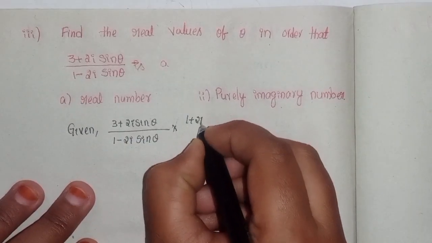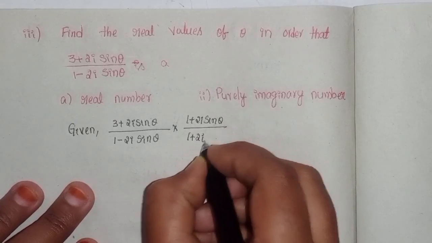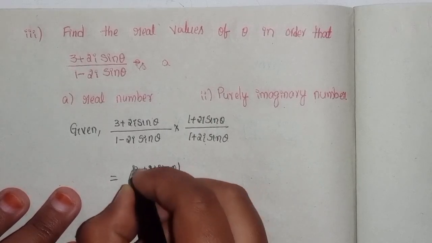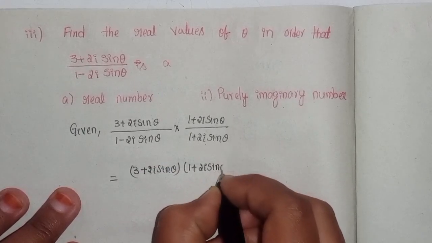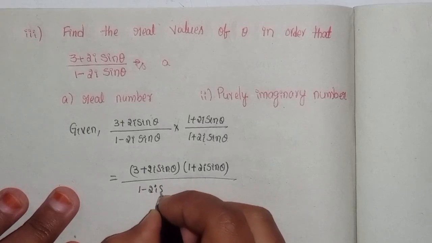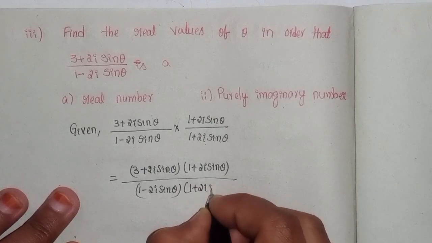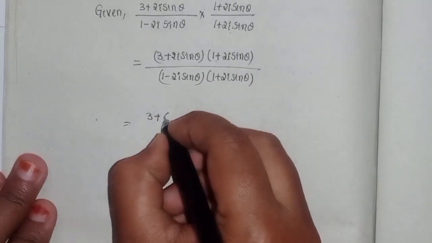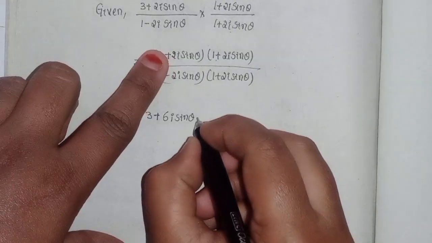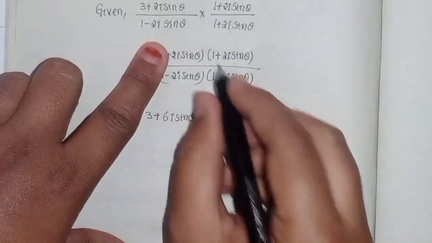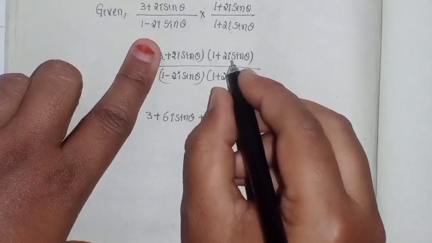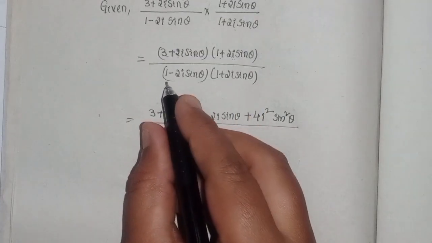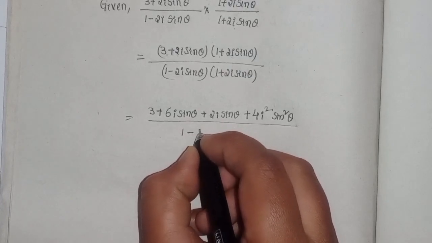So multiply by (1 plus 2i sin theta) by (1 plus 2i sin theta): (3 plus 2i sin theta) whole into (1 plus 2i sin theta) by (1 minus 2i sin theta) into (1 plus 2i sin theta). 3 into 1 is 3, plus 3 into 2 is 6i sin theta. Plus 2i into 1 sin theta is 2i sin theta. Plus 2 into 2 is 4 i square sin square theta, by (a plus b) into (a minus b), which is a square minus b square.